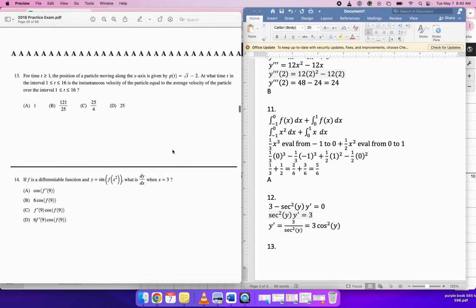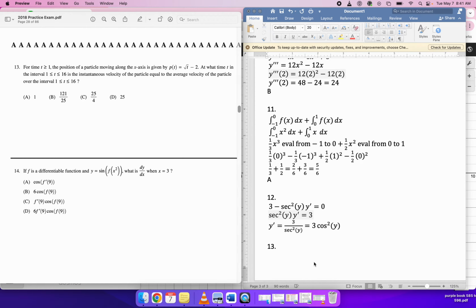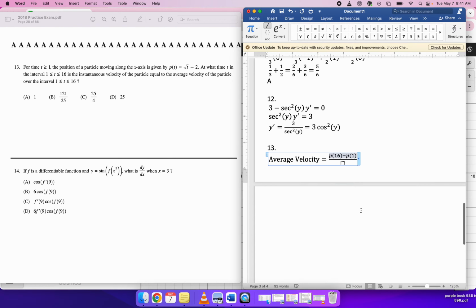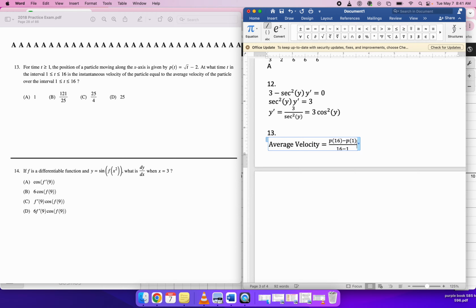13. For time t greater than 1, the position of a particle moving along the x-axis is given by blah. Okay, so that's a position. At what time t in the interval 1 to 16 is the instantaneous velocity of the particle equal to the average velocity of the particle over the interval? This is kind of like a mean value theorem problem. So what is the average velocity over the interval? That's just the average rate of change of the position function over this interval. So p of 16 minus p of 1 over 16 minus 1.